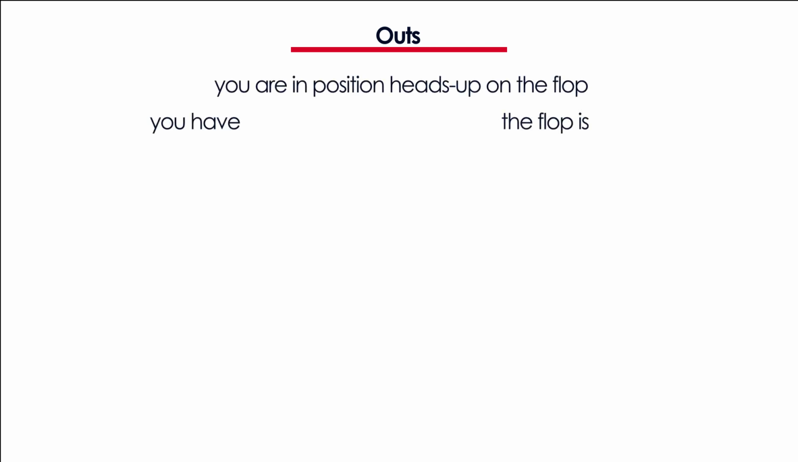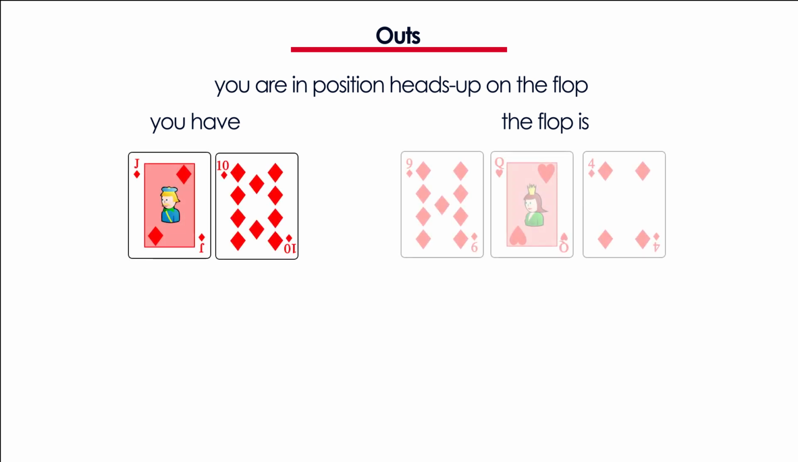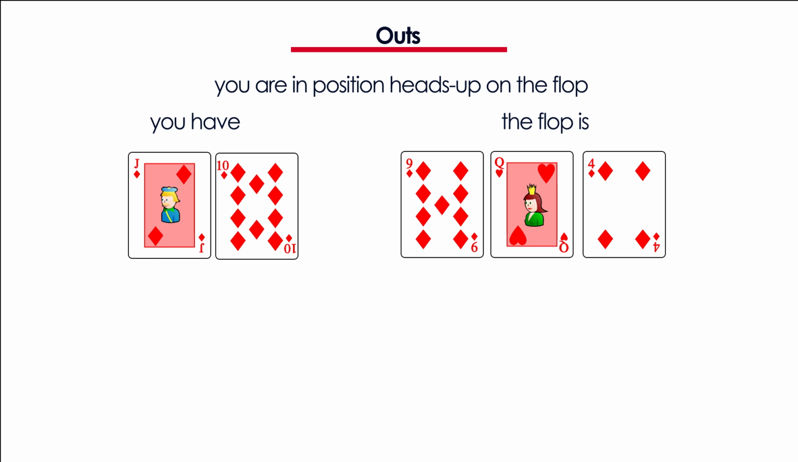Let's talk about outs now. An out is a card that will improve your hand so that you're likely to win the pot. Imagine you are in position heads up on the flop. You are holding Jack 10 of diamonds and the board is 9 Queen 4 with 2 diamonds. At this point, you should calculate the amount of outs you have. You assume that your opponent has at least a pair of queens, so that you don't count jacks and tens as your outs, because they won't improve your hand enough to win.